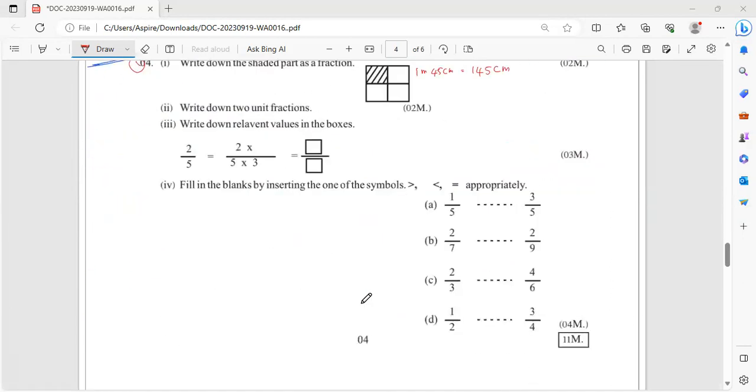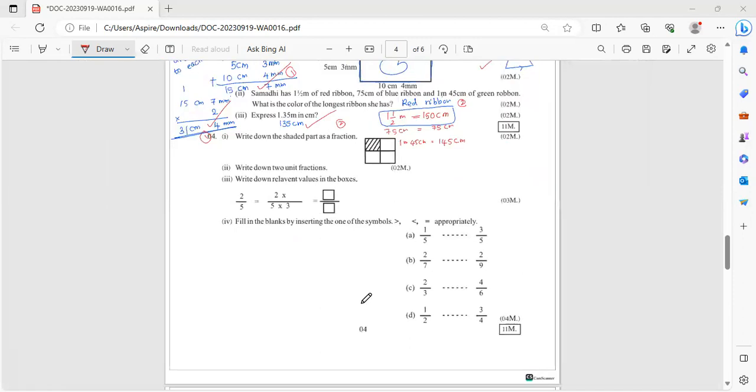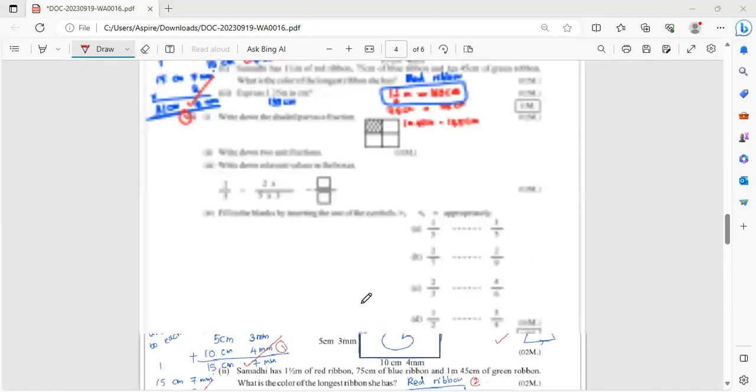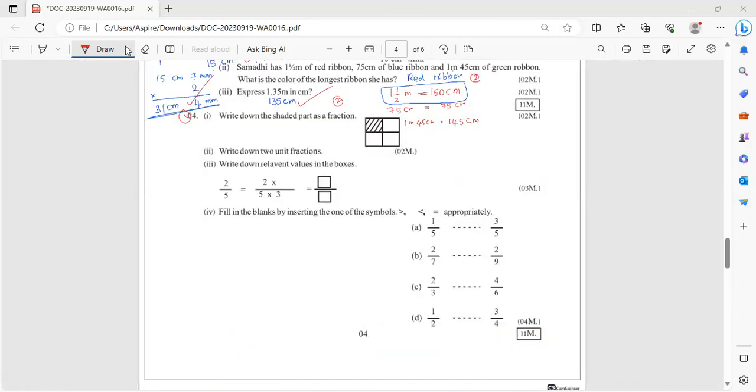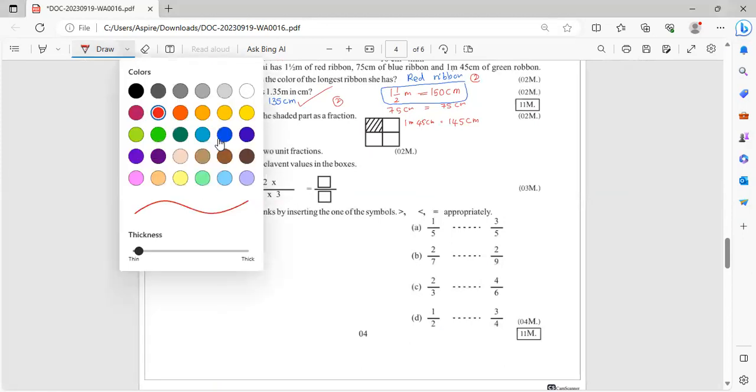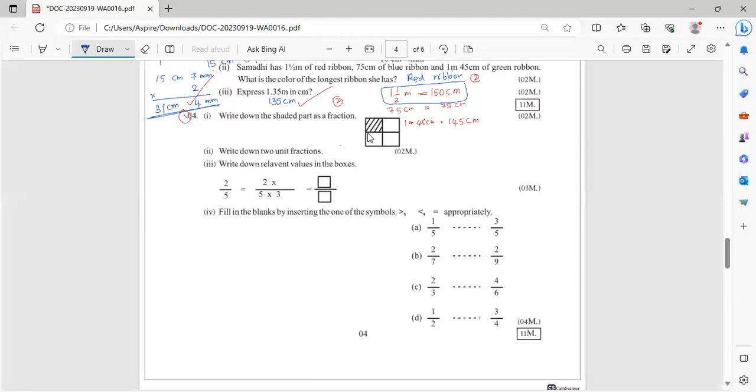Hari. The fourth question is based on fractions. Okay, I think you can remember we have done the lesson fraction. Now write down the shaded part as a fraction. Then always we have to identify how many equal parts are there. How many equal parts are there? 4 equal parts. 4 equal parts are there.